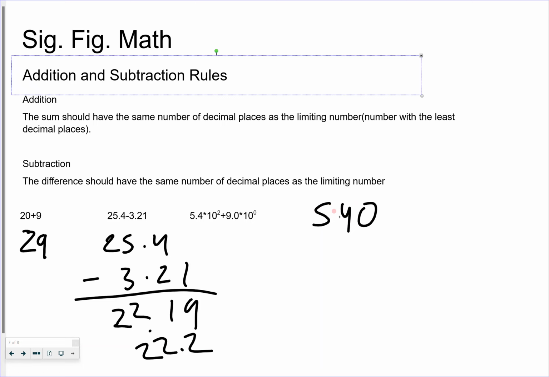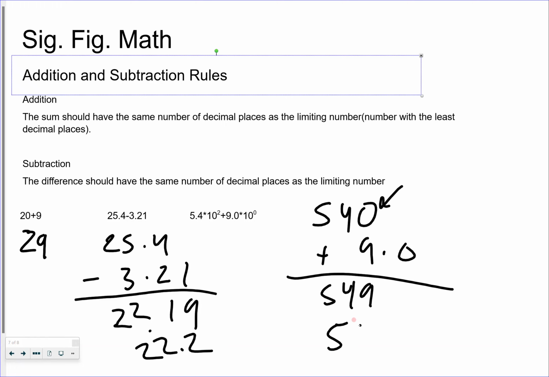So we have 540 plus 9.0, so we get 549, and we have to adjust for sig figs, because this 0 here is not significant, so the final answer would be 550.